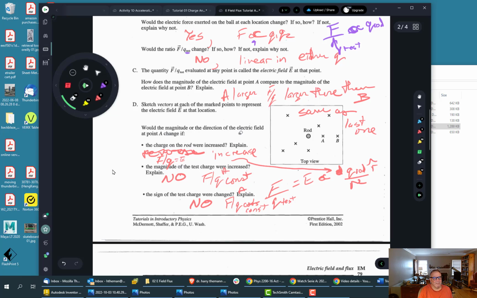With the magnitude of the electric field, no, because the electric field doesn't have the test charge in it. And the sign of the test charge? Would the magnitude or direction of the electric field change? No, because it's just proportional to Q rod. Now, the force will change direction, but so will the test charge change its sign. So they'll both become negative, and so it's still positive. That means that the magnitude and direction of the E field doesn't change.